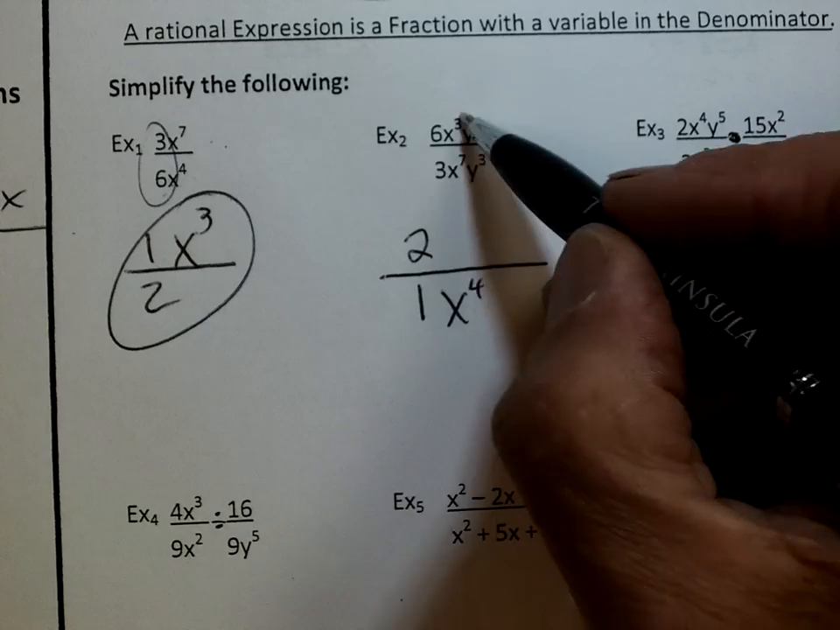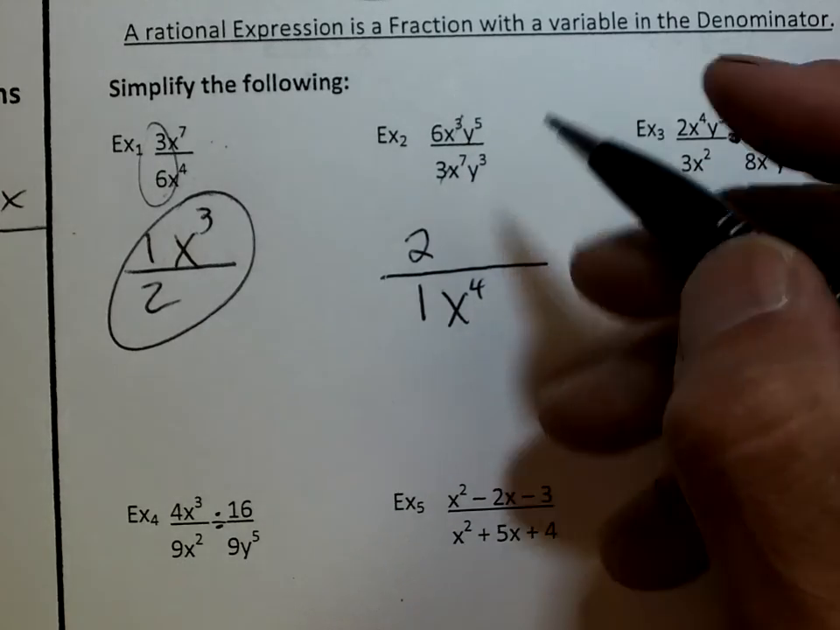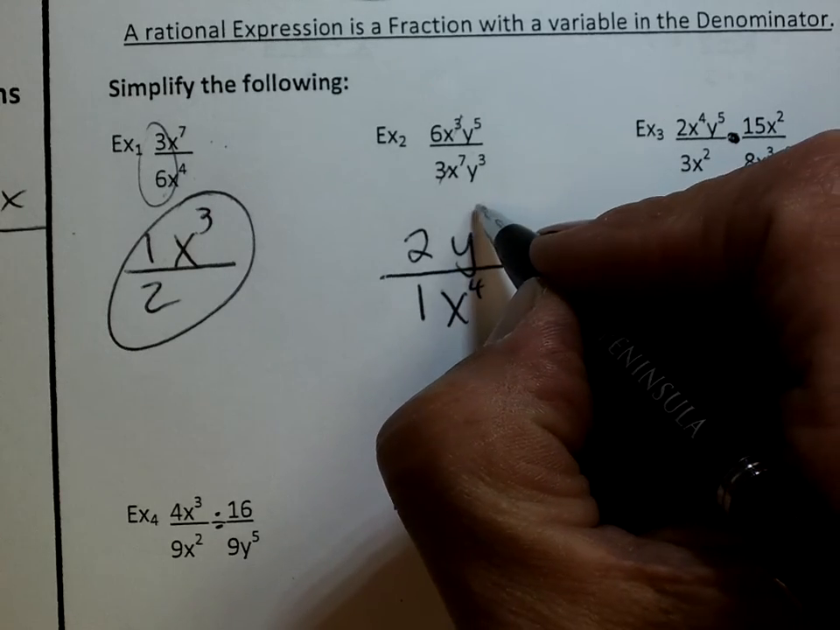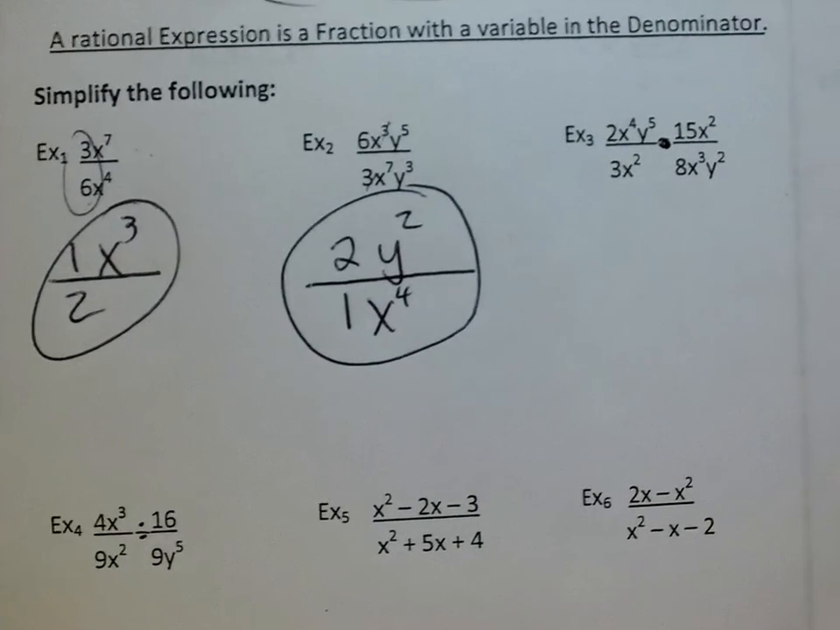Yep. 3 of these y's cancel with 3 of these y's, which leaves 2 of the y's on the top, or the numerator. That's it. Not hard, is it? That's not that hard, right? Okay. All right, now 3.